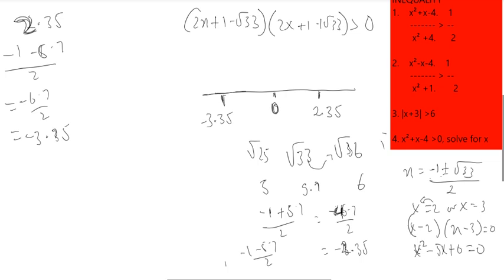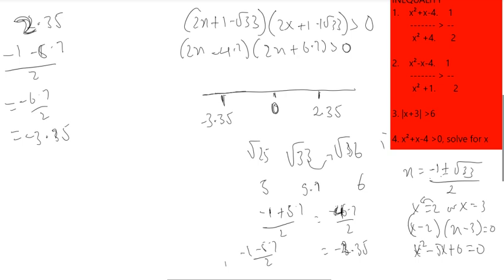So for this one now we have minus 3.35. So very quickly now, I'm going to express this one, minus 1 minus root 33. So this is 2x, then we have this one we already said is minus 5.7, so this is going to give us 2x minus 4.7, multiplied by 2x plus 6.7, right? Yes, this is greater than 0.